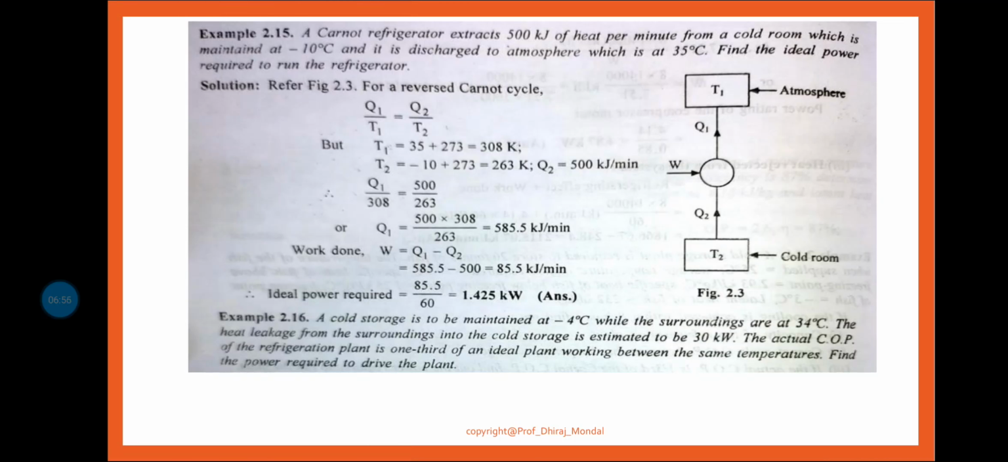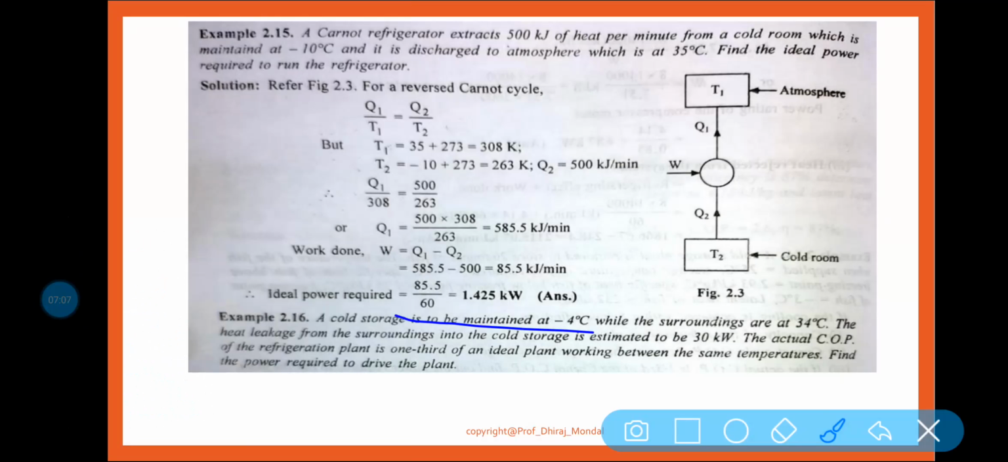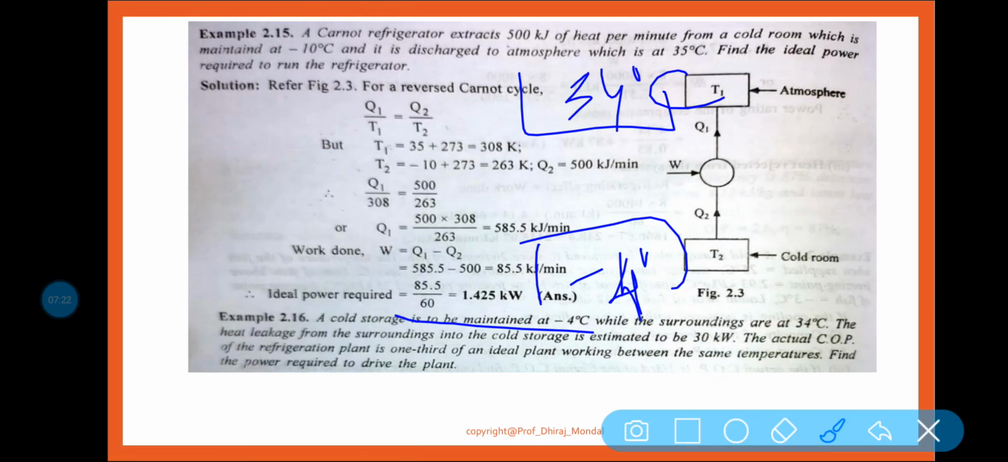Next problem: a cold storage is to be maintained at minus 4 degrees centigrade while the surroundings are at 34 degrees centigrade. So basically this is your minus 4, this is your 34, clear, degrees centigrade. The heat leakage from the surroundings into the cold storage is estimated to be 30 kilowatt.